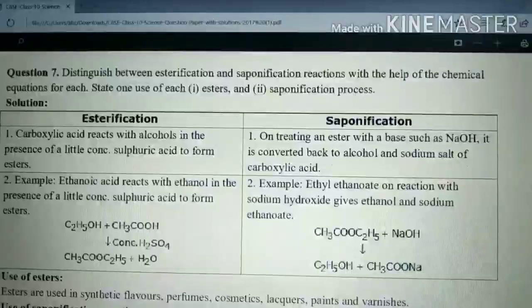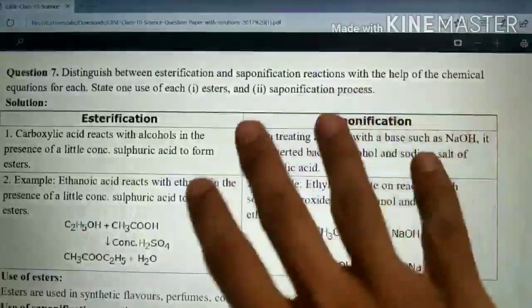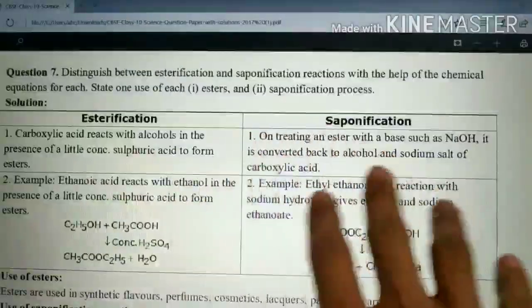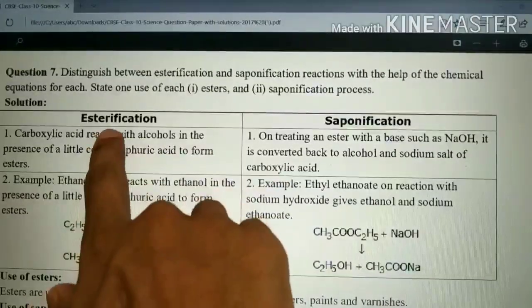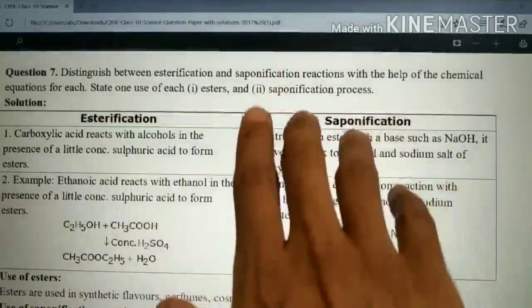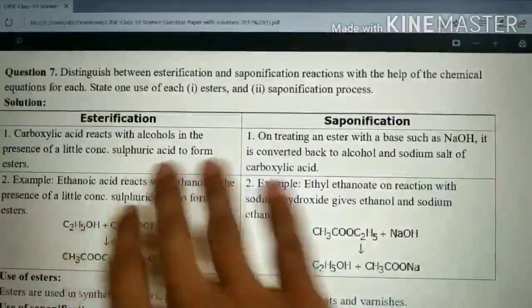Everyone write it. But now here, distinguish between saponification and esterification. Simple, no issue. Put it like a table, with esterification on one side and saponification on the other side. Write some points and then write the chemical equation.